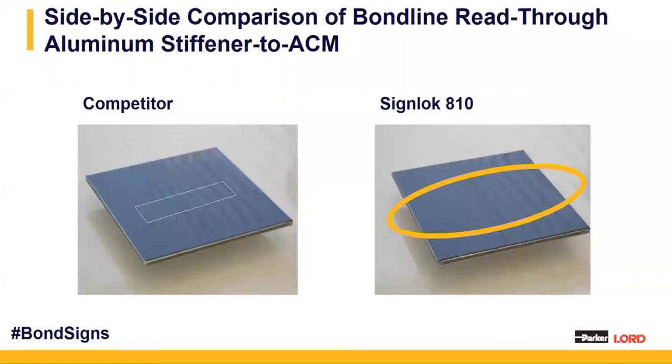Now this effect can get exaggerated with darker parts or larger parts. And this is just a visual, again, showing a nice clean visual with no read-through for the Silock 810. So again, for ACM or other thin gauge metals, you really want to look at the Silock 810.